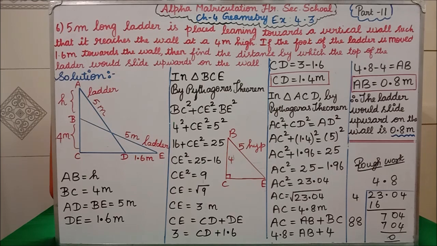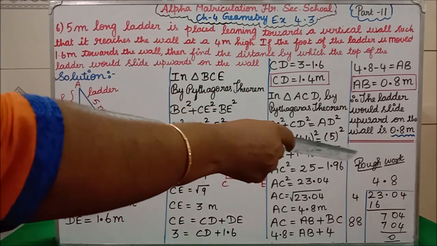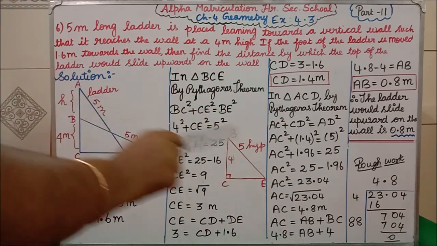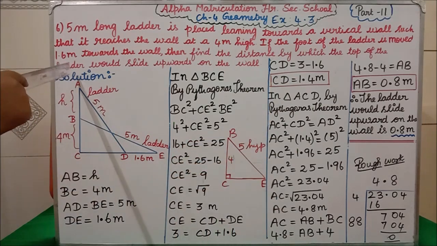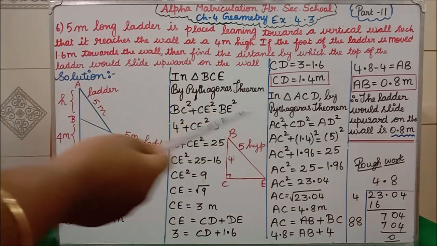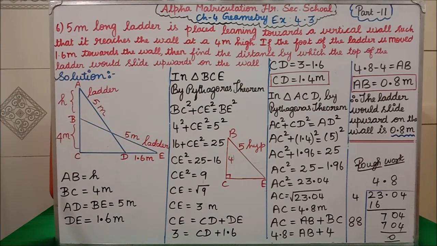Students, you draw it like this, you draw the triangle ACD. Since I don't have space, I leave it there. You have to draw the triangle ACD. Clear? And you write the measurements. Now I have taken ACD. ACD is what? Right angle triangle. So I am going for Pythagoras theorem.